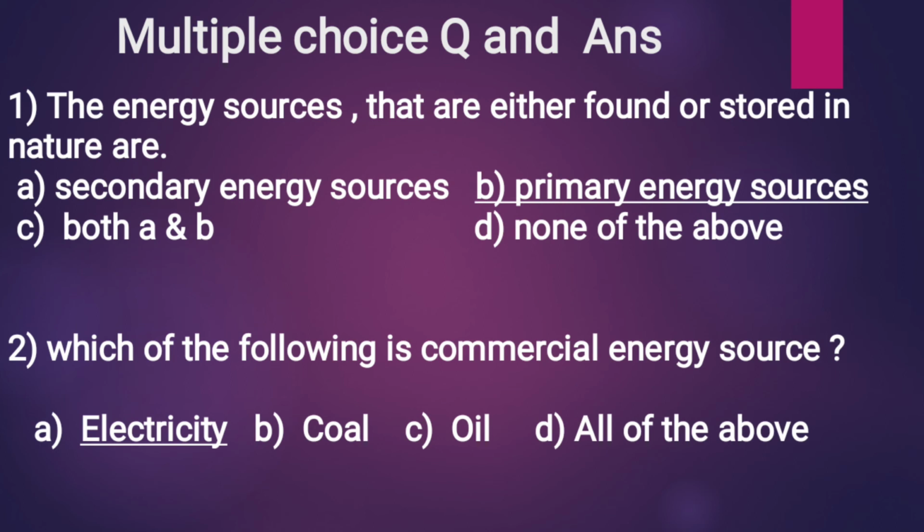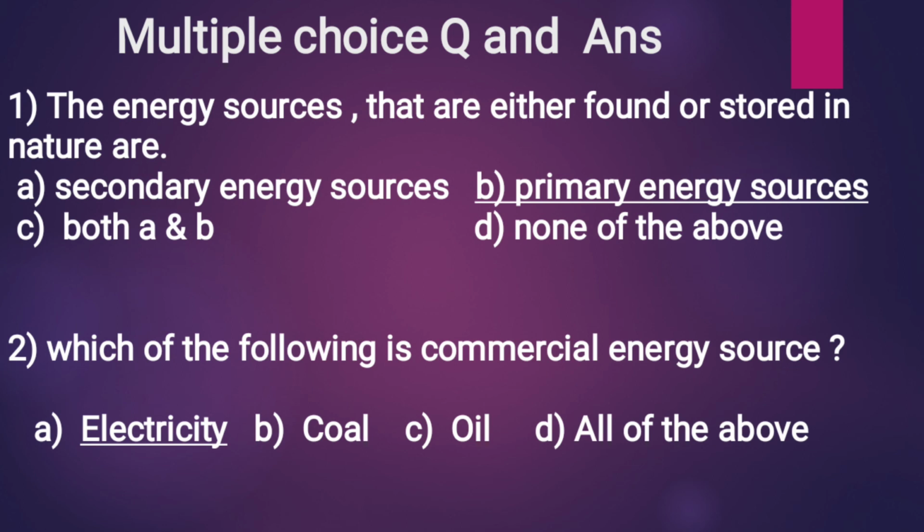First: the energy sources that are either found or stored in nature are: option A, secondary energy sources; B, primary energy sources; C, both A and B; D, none of the above. The correct answer is option B, primary energy sources. Question number 2: which of the following is a commercial energy source? A, electricity; B, coal; C, oil; D, all of the above. So the correct answer is option A, electricity.